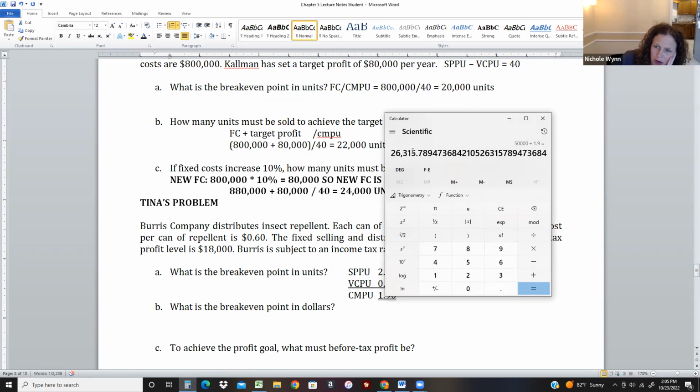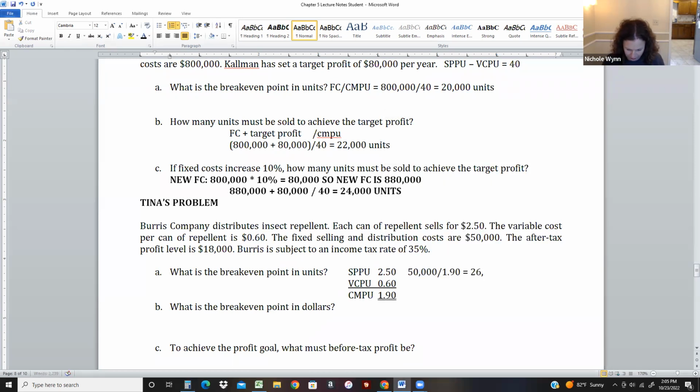And so the key here when you're breaking even is you can't sell a partial can of insect repellent. So you always round up. So you have to go ahead and go up by 1. So instead of selling 26,315.79, you have to round up because you can't sell a partial can. So 26,316. Okay, so that's the number of cans.